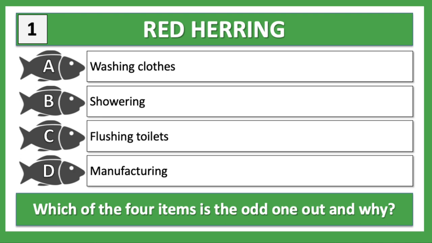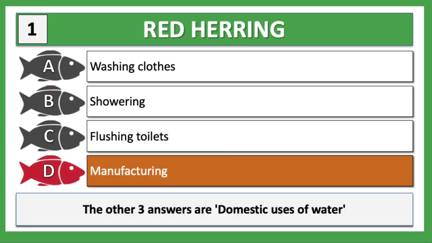Which of those four is the odd one out and why? So if you can, pause the video for a moment if you need a little bit of time to think. So let's reveal the answer. Which is the odd one out and why? It is manufacturing, because the other three are domestic uses of water.